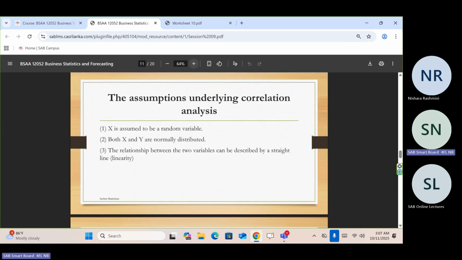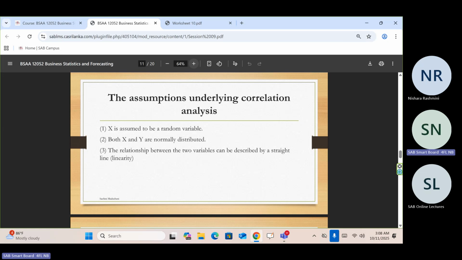There is a visual representation. Then we move into the calculation part. Before running the correlation analysis, we need to check 3 assumptions. Okay, we need to check whether these assumptions are okay or not. If these assumptions are okay, then we can move into the correlation.